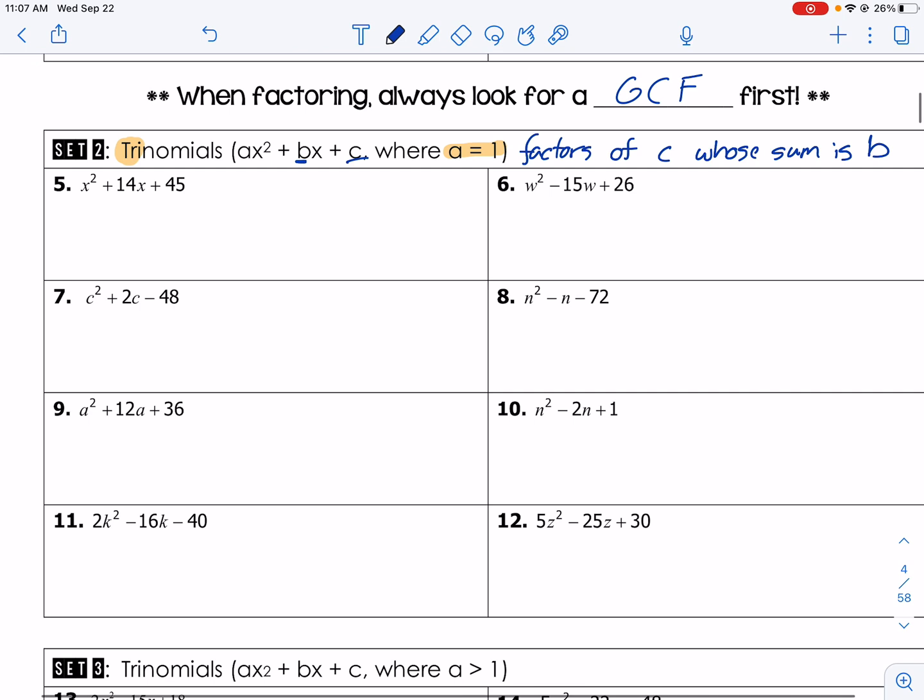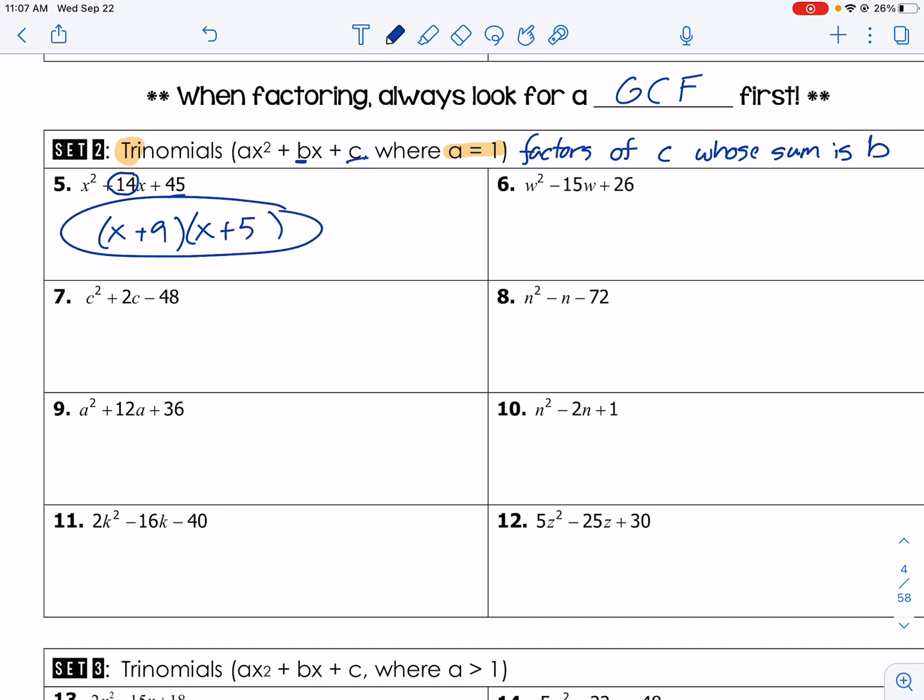So for number 5, we're just looking for factors of 45 that sum to 14. The first two terms are both going to be x here because the leading coefficient's 1. And whatever those factors are, those would be our last two terms in these binomials. So for 45, hopefully 9 and 5 come to mind. 9 plus 5 gets us 14. 9 times 5 gets us 45. That checks out.